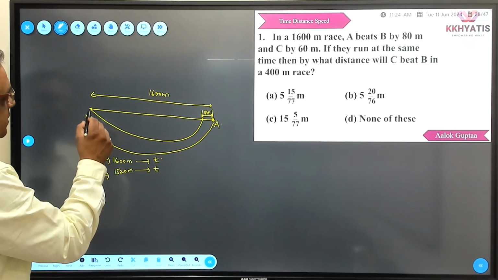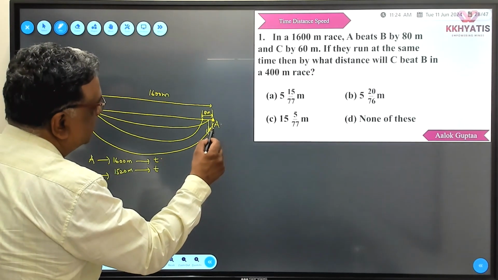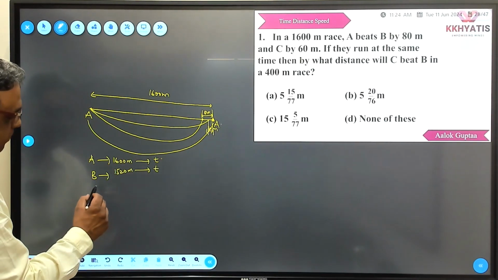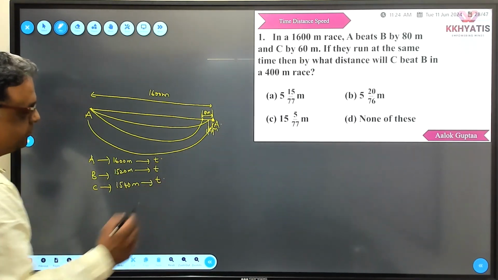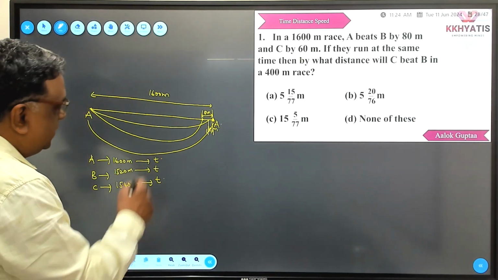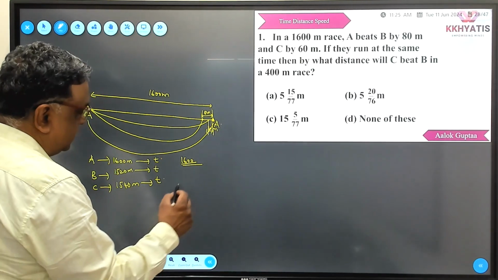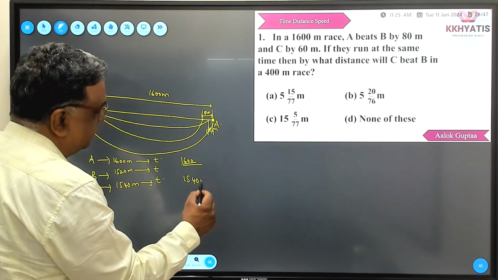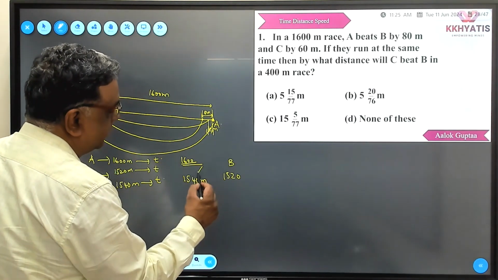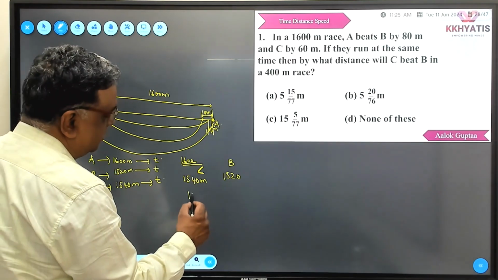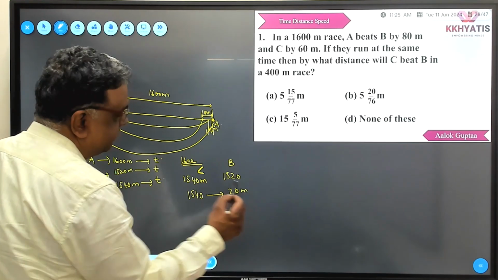And C covered 60 meters less, which means C covered 1540 meters in time T. Now in this race of 1600, C traveled 1540 meters and B traveled 1520 meters, correct? Which means in a race of 1540, C beat B by 20 meters.